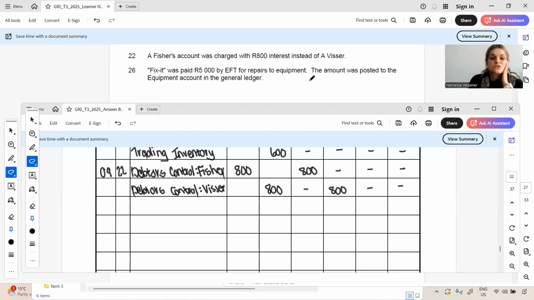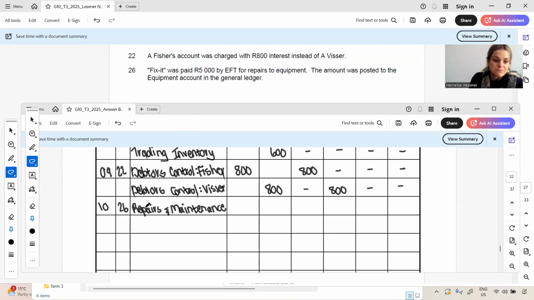But this amount was posted to the equipment account. Okay, so it should have been in your repairs account. That's an expense account, but you by accident then posted this to the equipment account. So you need to fix this error by taking it to the correct account. So it should have been your repairs, and that account is repairs and maintenance. So repairs and maintenance. I don't know why that M is like that now. Maintenance.